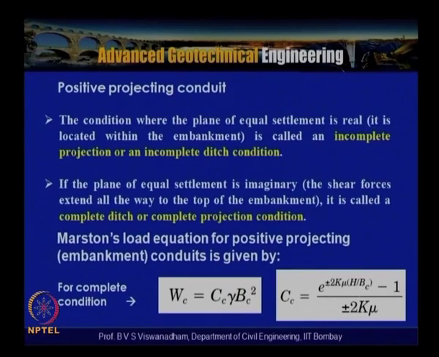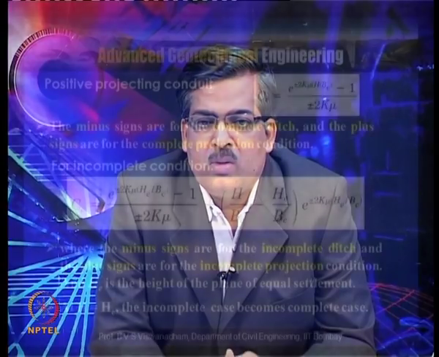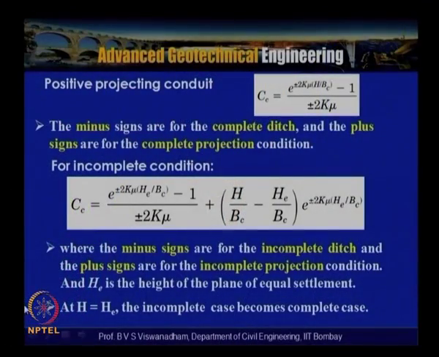So this is for the complete condition, where WC is equal to Cc into gamma Bc square, and Cc is equal to (e to the power plus or minus 2k mu into H by Bc, minus 1) divided by plus or minus 2k mu. The minus sign is for the complete ditch condition and the plus sign is for the complete projection condition.